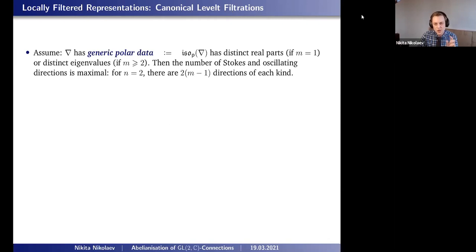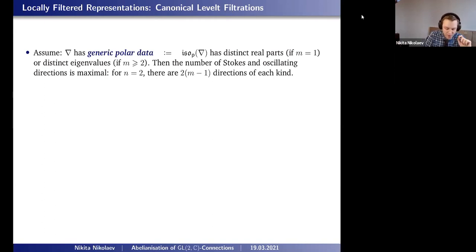So if you make that assumption, then the number of these Stokes and oscillating directions is maximal. You can count how many weights you have, how many possible directions you could have. With this genericity assumption, you get all of them necessarily on your blow-up circle.